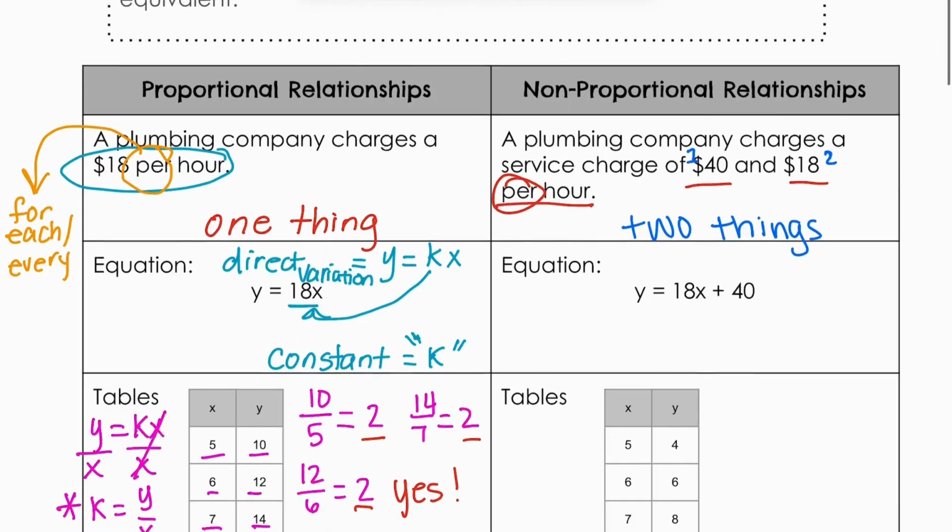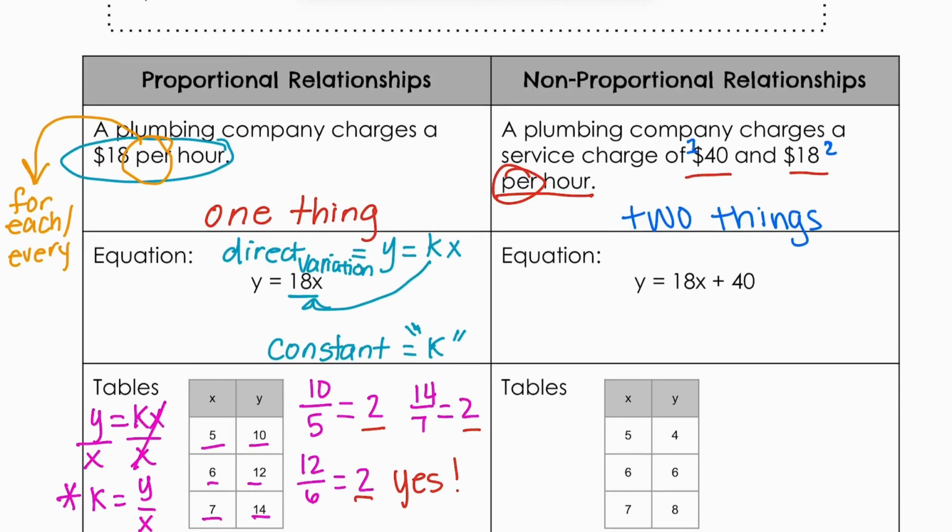In this equation, we have y equals 18x plus 40. 18 is our constant, right? That's our k. But now we have this plus 40. We're adding 40. This is multiplication plus addition. This does not show proportionality.